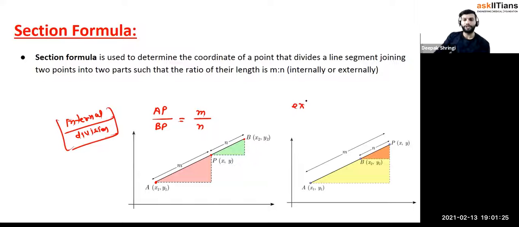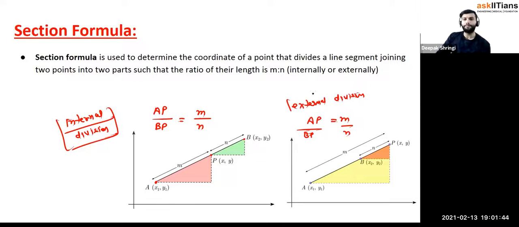And one more thing, that is called the external division. Look at the second figure, you can see that again the point P is there. Earlier AP by BP was m upon n. Now look, what is AP? Look at the figure. AP is still m and BP is still n, right? Again the same thing is there, but why are we calling it external division?